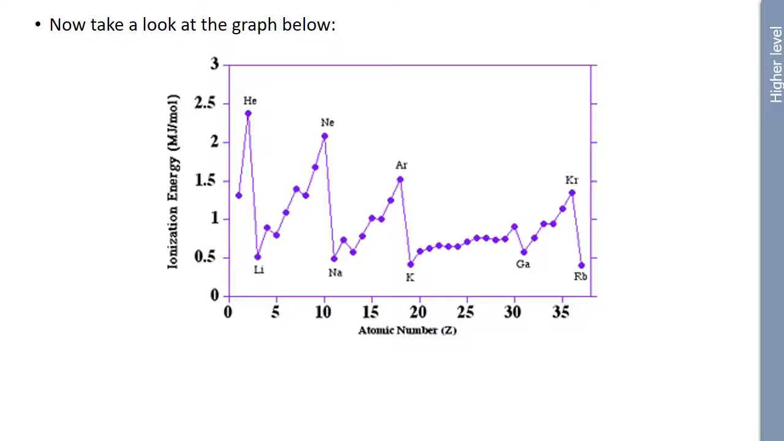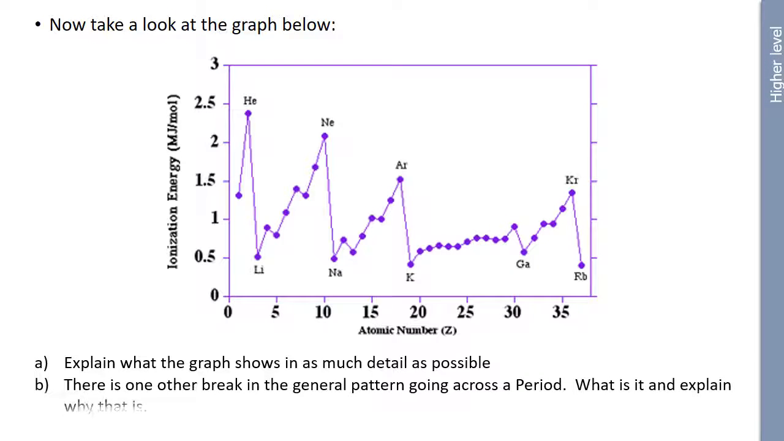So look at the graph below. I'm going to give this as a longer task in class. Looking at the graph of ionization energy against atomic number, I want you to answer two questions. Explain what the graph shows in as much detail as possible, explaining why it's the shape it is. And also, there are breaks in the general pattern, actually about 3 breaks. Why do you see these particular breaks? Explain why that is.